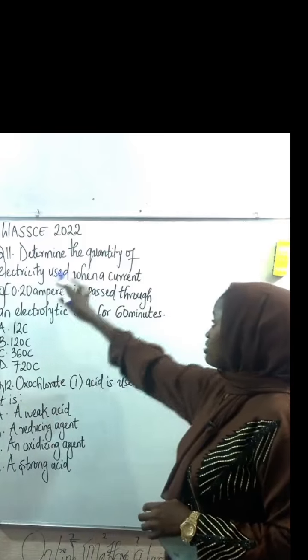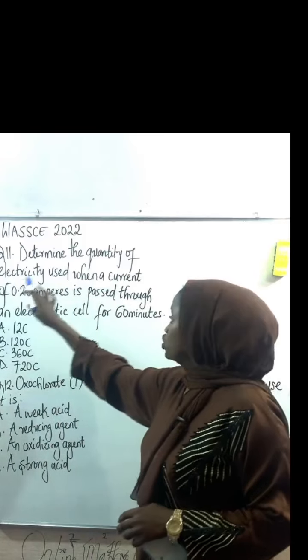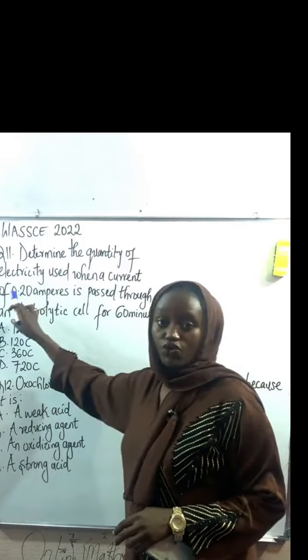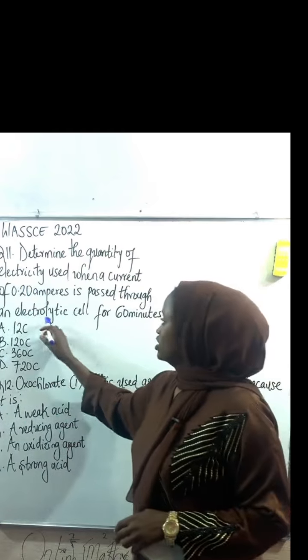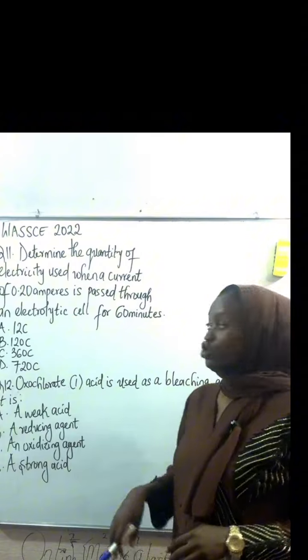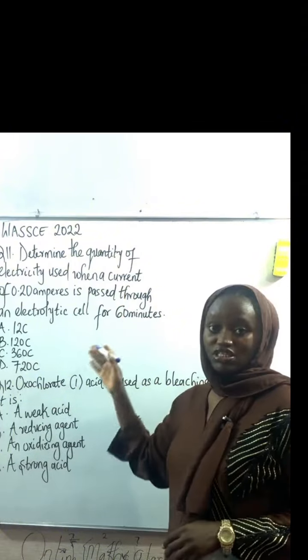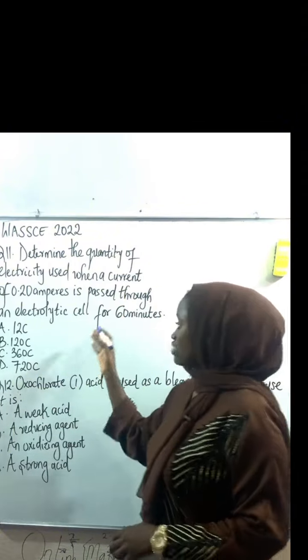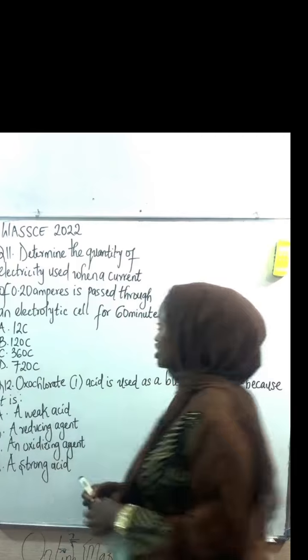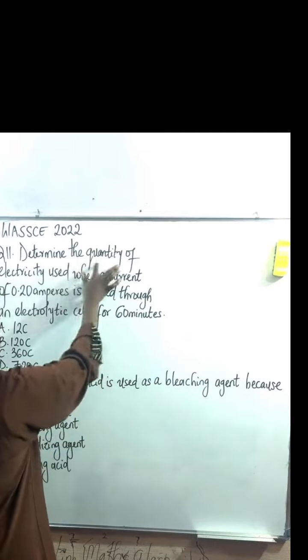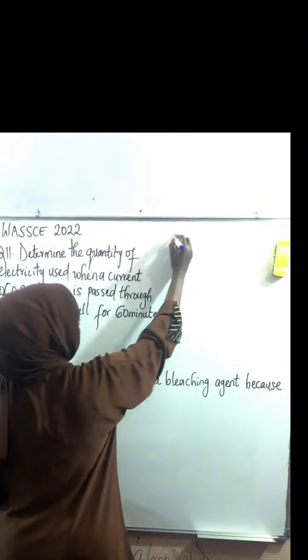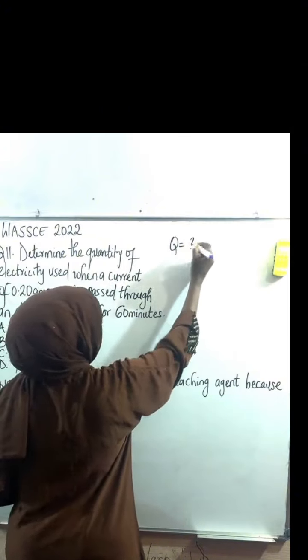Question 11 says determine the quantity of electricity used when a current of 0.20 amperes is passed through an electrolytic cell for 60 minutes. So all we need to do is to bring out the parameters, use the correct equation in solving this, and we get the answer. So let's begin. Bringing out the parameters, the question is saying that we are to look for the quantity of electricity, and quantity of electricity is Q, the value for Q.